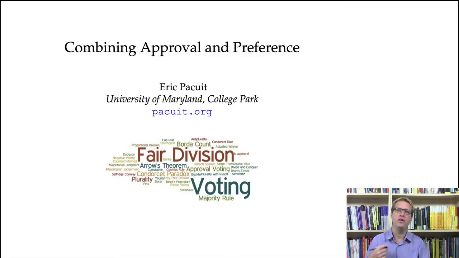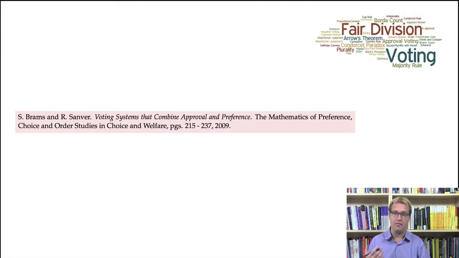At the end of the previous lecture, I mentioned that there are different ways to generalize approval voting, and one of those ways is to ask the voter to submit both a ranking overall of the candidates and the candidates that they approve of. So in this lecture, I want to look at methods that do that. And in particular, we're going to look at a method invented by Stephen Brams and Ramsey Sanver in this article, Voting Systems That Combine Approval and Preference, that does just that.